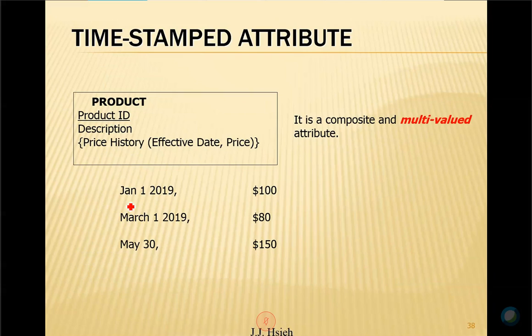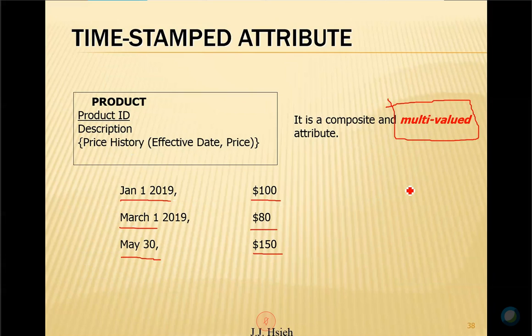We have this. For the product, it's $100 on January 1st. It's $80 on March 1st, and then it's $150 on May 30th. So it's a multi-value attribute. Whenever you see a multi-value attribute, you should think about converting it into a social entity.